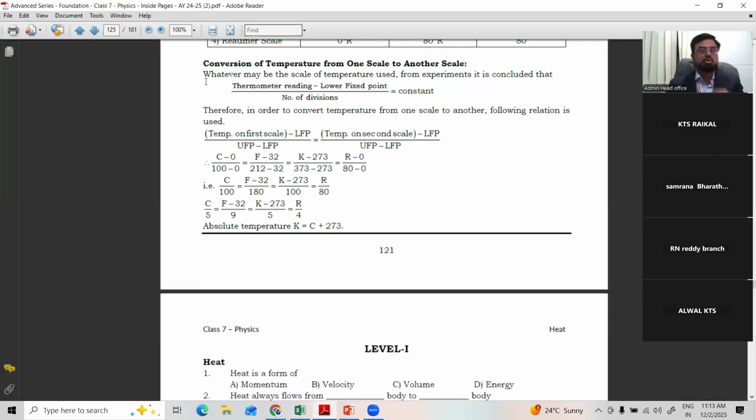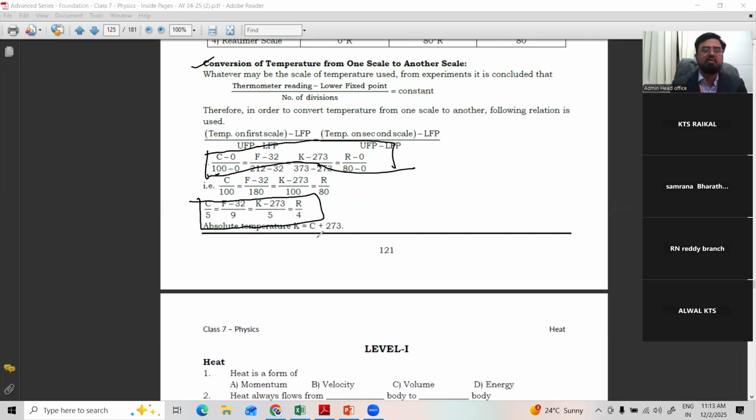So, conversion of temperatures from one scale to another scale. Finally, this is the formula actually, also mentioned here. This is the formula: C, meaning Celsius minus lower fixed point, by upper fixed point minus lower fixed point. From that we got this formula.